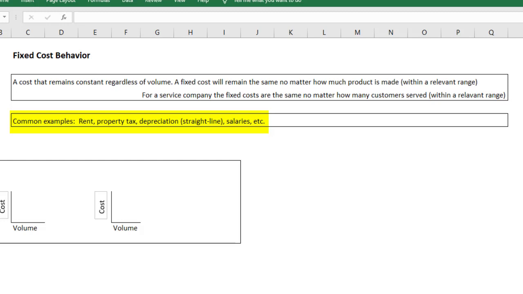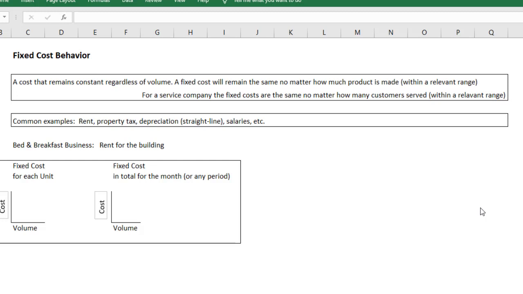Other common examples are property tax or straight line depreciation or salaries. Think about if the salary for your manager is $80,000 a year. It's not going to change if there's a lot of things made or a lot of customers or a very low number of customers. The salary would remain the same, at least in the short run.